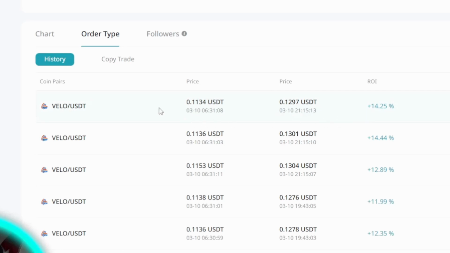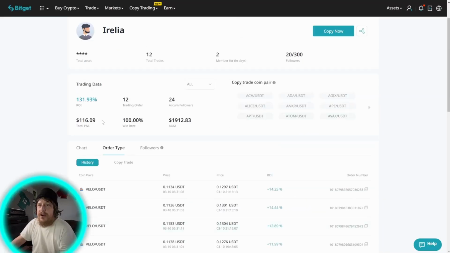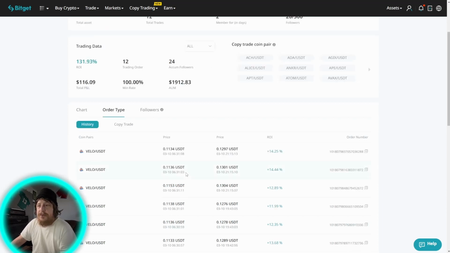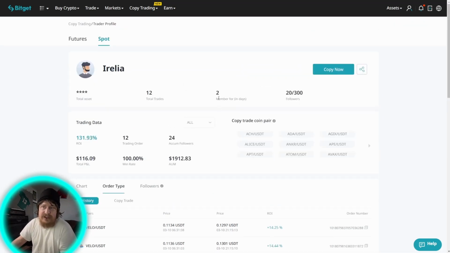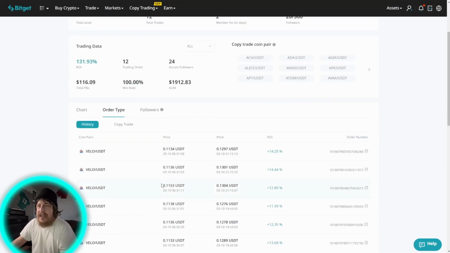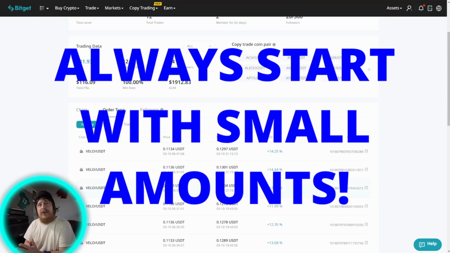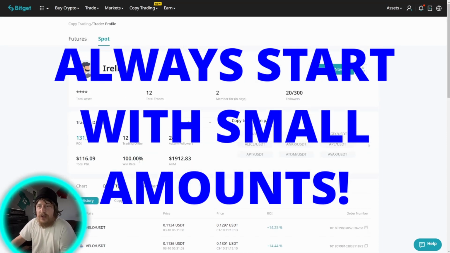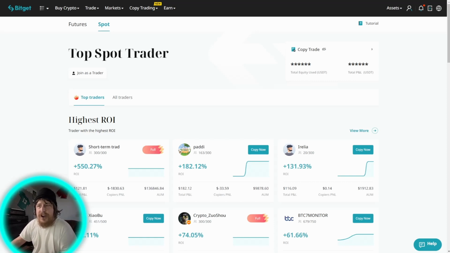Now it does not show the exact amount of money that they put into the trade, but you can see what percent they made. Now clearly they were pretty small trades for them to have done 12 of them and only make $116, but these are the type of people I would suggest starting with. Be better if they maybe traded for more than 2 days, but you get my point. It's better to start with small amounts anyways, and especially if you can follow somebody that's got a 100% win rate.